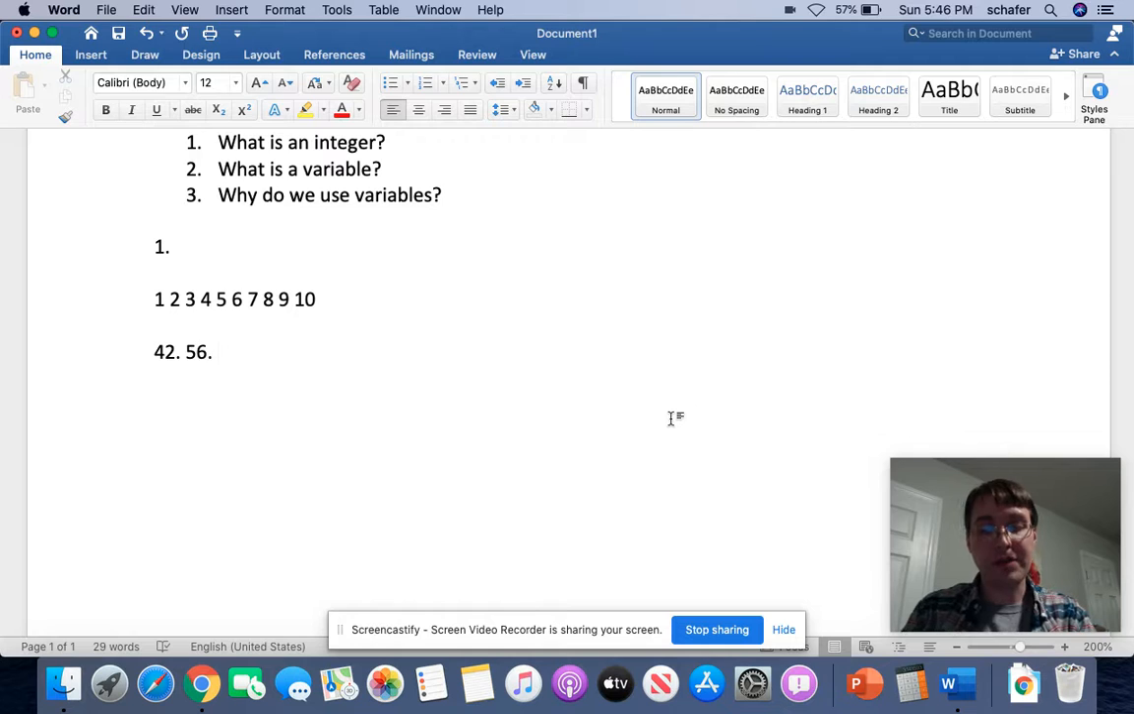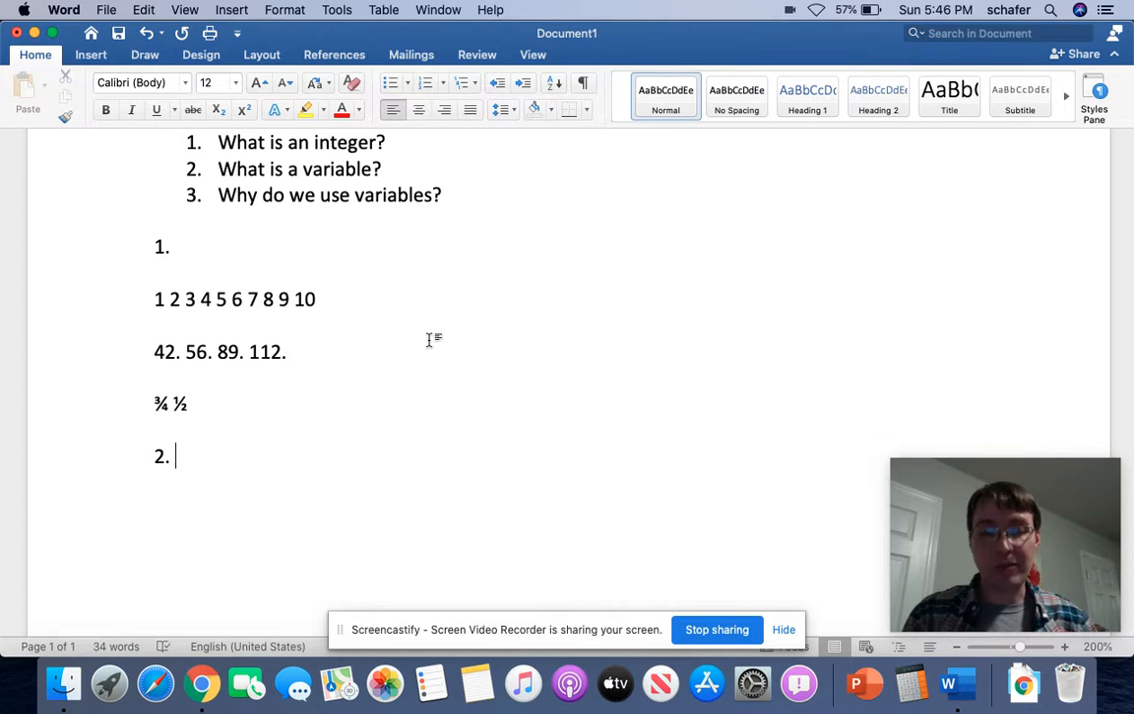42, 56, 89, 112, any number, no matter how large it is, as long as it's whole and is not a fraction, is an integer. All of these are whole numbers. But if I wrote 3/4 or 1/2, that would not be an integer because they're fractions. So an integer is any number that is a whole number and is not a fraction.